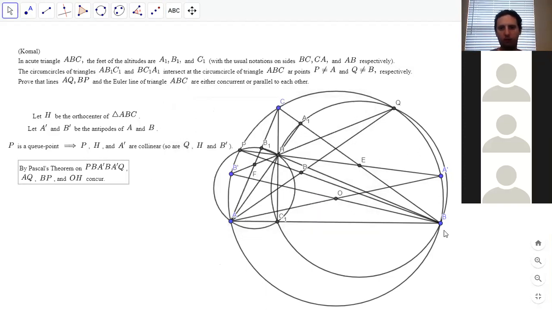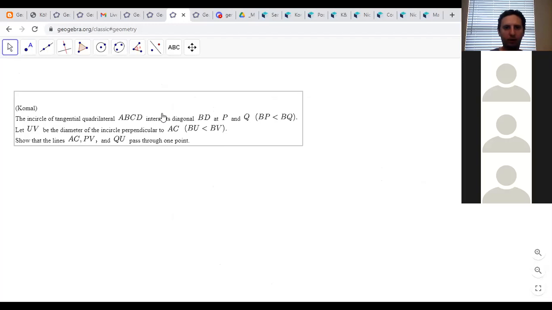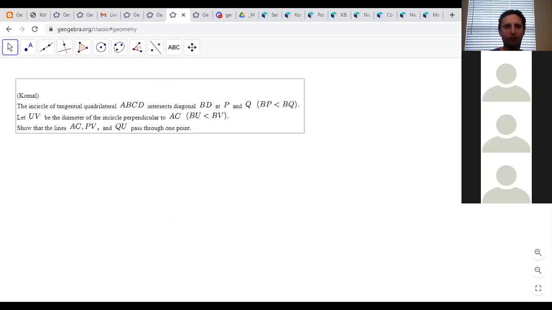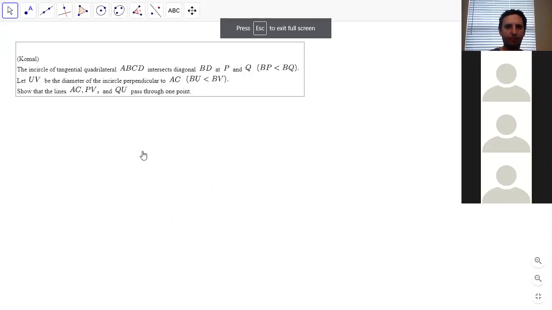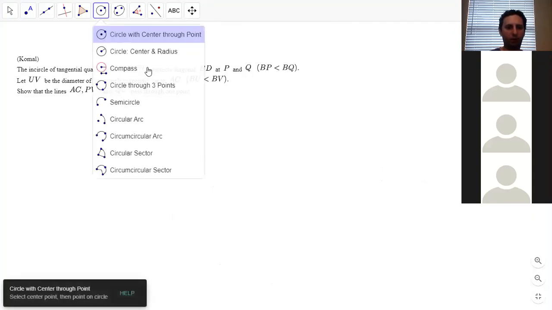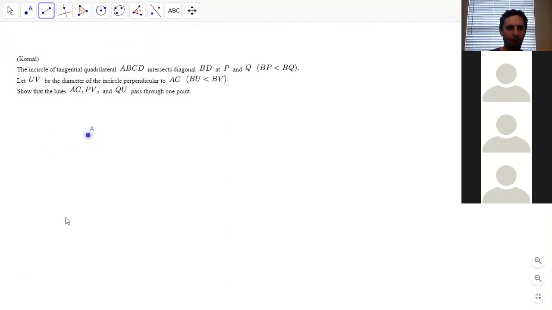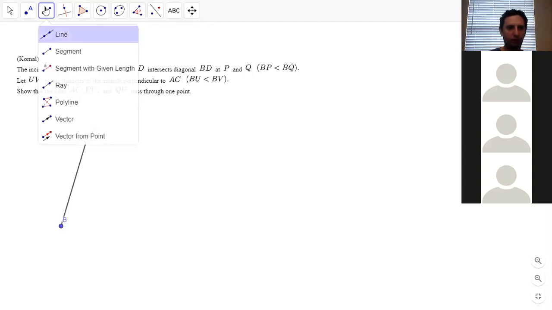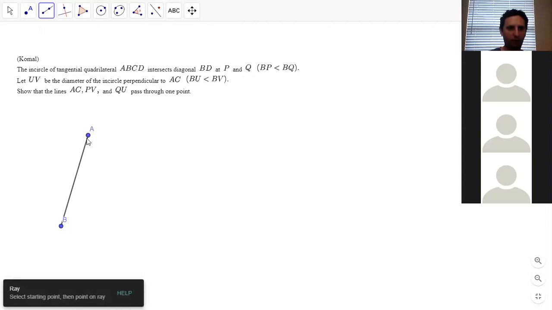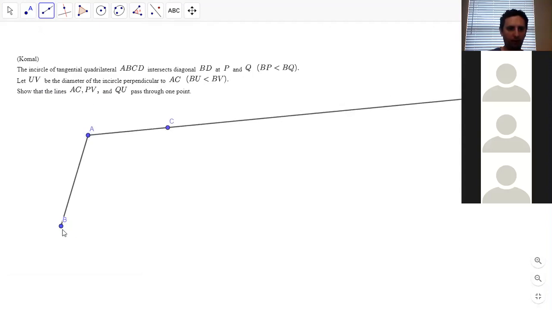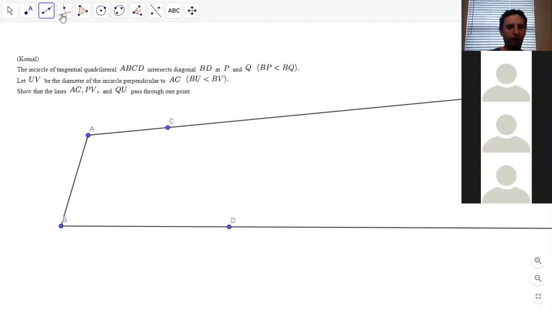All right. So this one's kind of interesting. So this one is a tangential quadrilateral. So it's the fastest way to draw them. So here's usually how I like to draw them. We have one ray, we have another ray. Draw the angle bisectors.